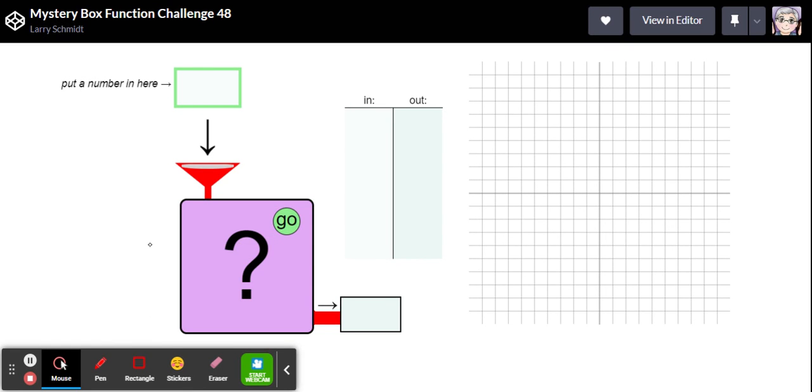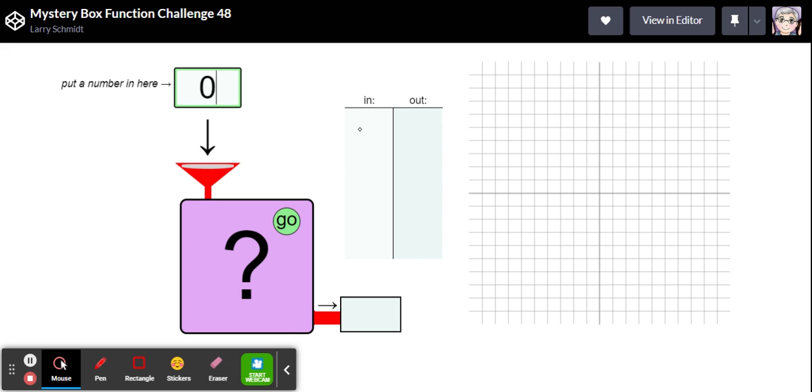In the purple mystery box there's some math and your job is to figure out what that math is. You can pause this video, go to the link in the description and plug in as many numbers as you like into the top and see how they come out transformed at the bottom to find out what this mystery math in the purple box is. And then come on back, watch the rest of the video and see if I get what you get.